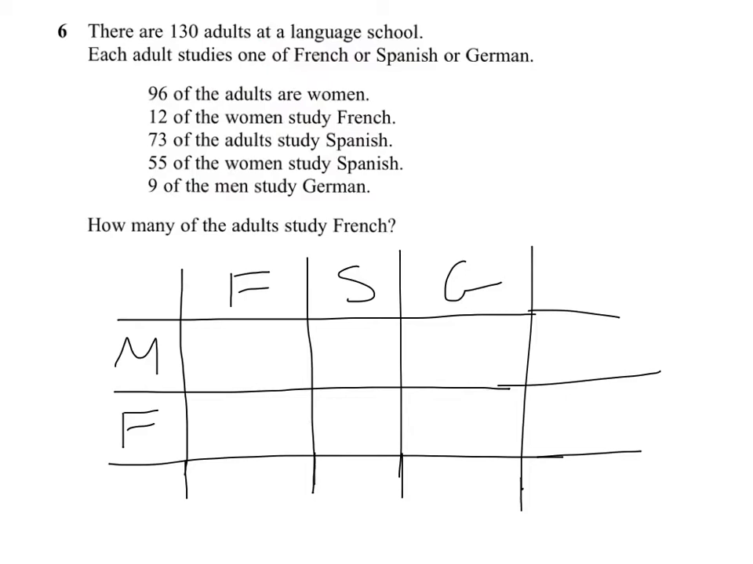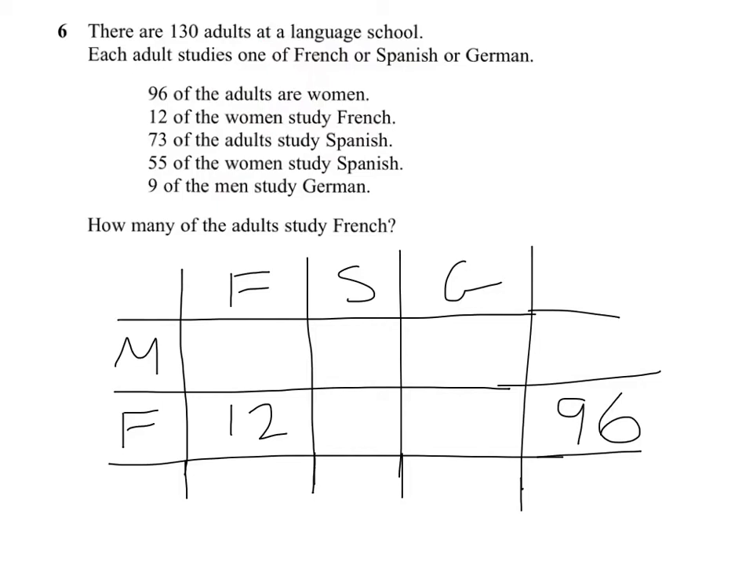So let's start putting the information in. So 96 of the adults are women. So that's the women's total there, 96. 12 of the women study French. So 12 women studying French.